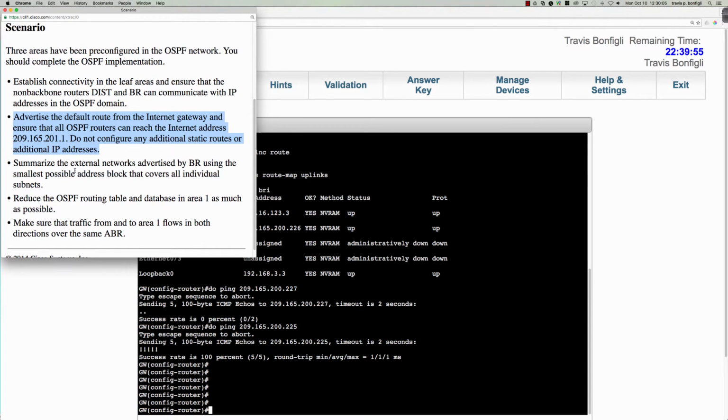All right, so summarize the external networks advertised by branch. We're going to come back to this one up here. The leaf areas, non-backbone, just can't communicate with that. We're going to come back to that one. We'll pick off some of the lower hanging fruit here.